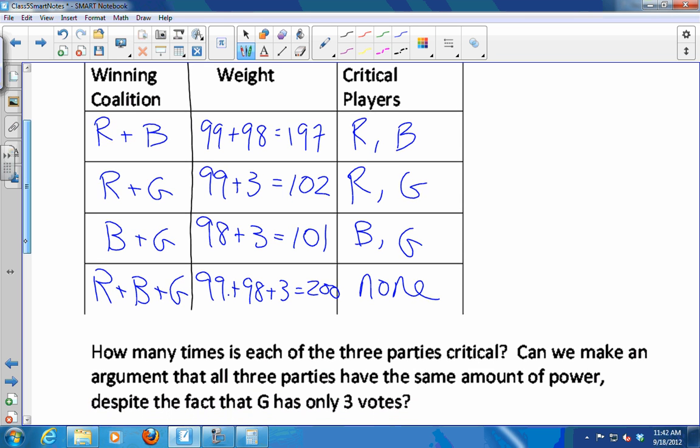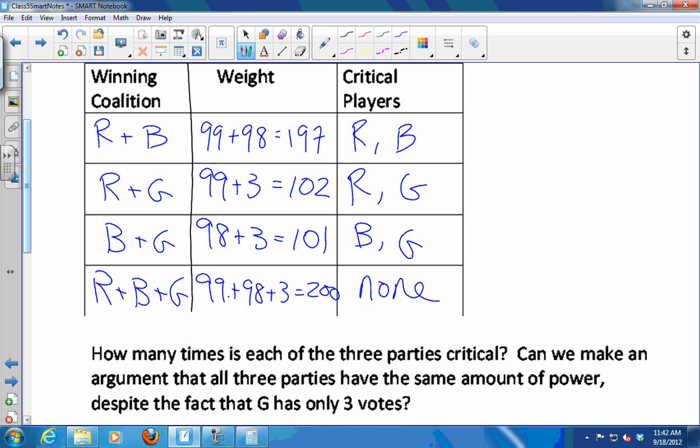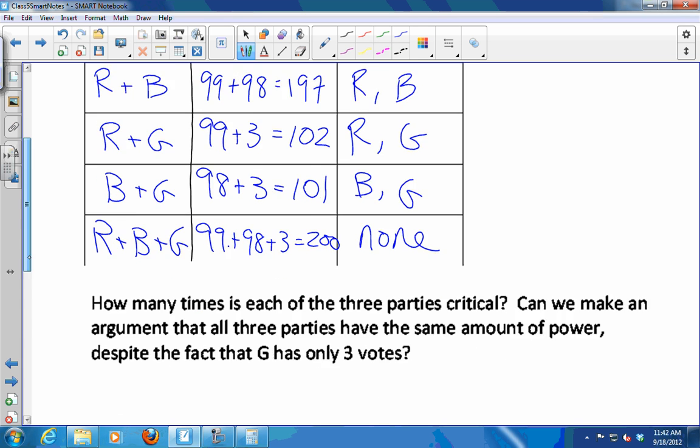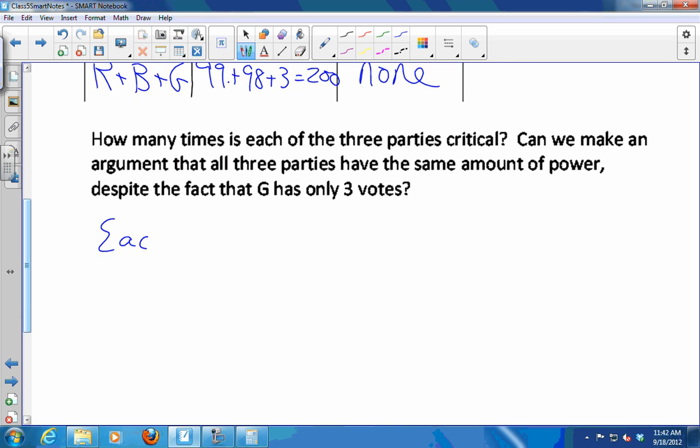All right, so how many times is each party critical? Yeah, all three parties, red, blue, and green, they're each critical twice. Each party is critical 2 times. So there's an argument to be made that the 3 parties have equal power because they are critical the same number of times, despite the fact that green only has 3 votes.